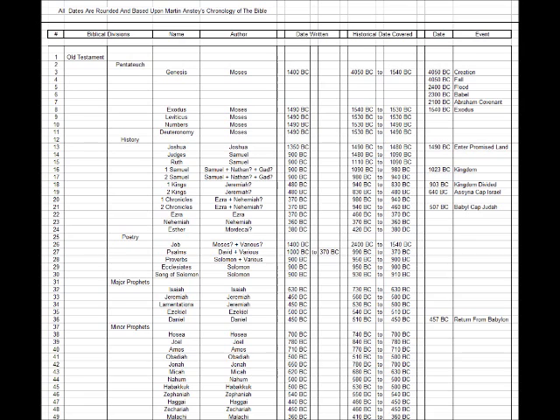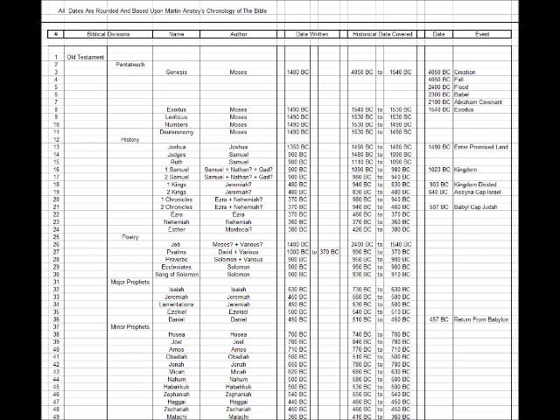Now let's look at the poetry section of the Old Testament. This is made up of 5 books: Job, Psalms, Proverbs, Ecclesiastes, and Song of Solomon. Those are the 5 books that make up the poetry section of the Old Testament.